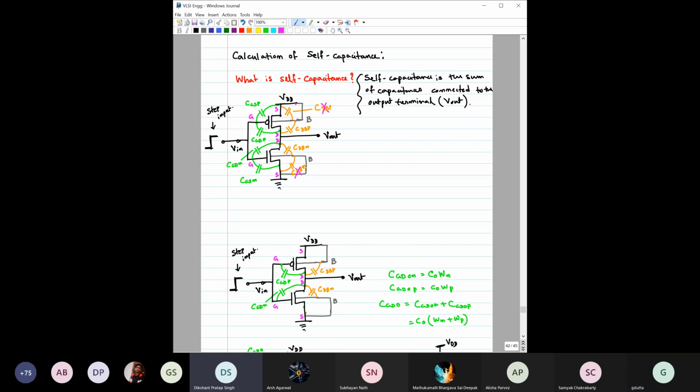So, in the previous case, why were we considering the drain? Can you shift a bit? Yeah, sir, sure.